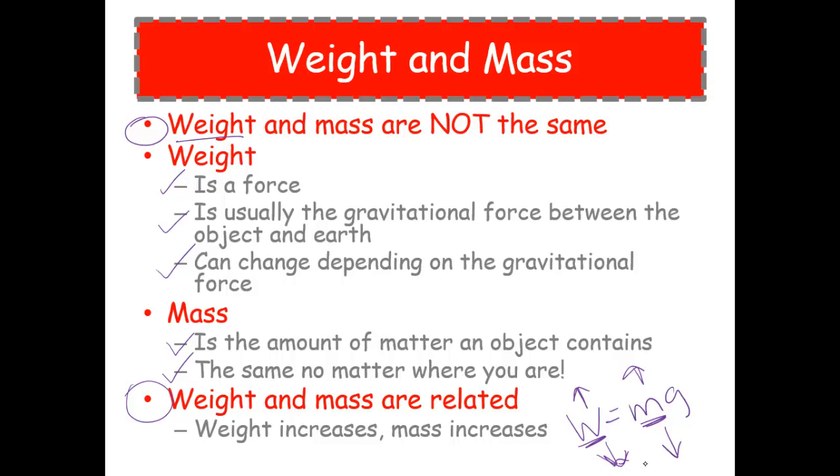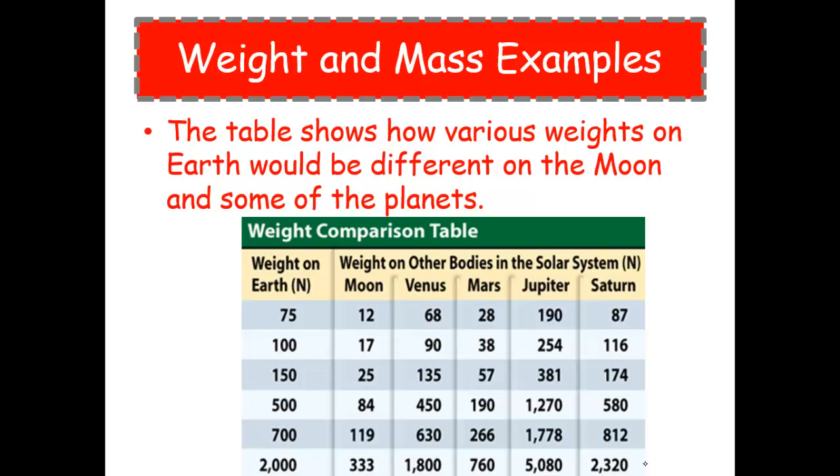Here's an interesting chart, and I put this in your notes too, so you can look at it. It's a comparison of some weights on Earth, because that's what this first column going down here is, to other planets. Like if you weighed 75 on Earth, you would only weigh 12 on the moon, and 68 on Venus, 28 on Mars, 190 on Jupiter, 87 on Saturn. And that's because they all have different gravities. So it's pretty cool.